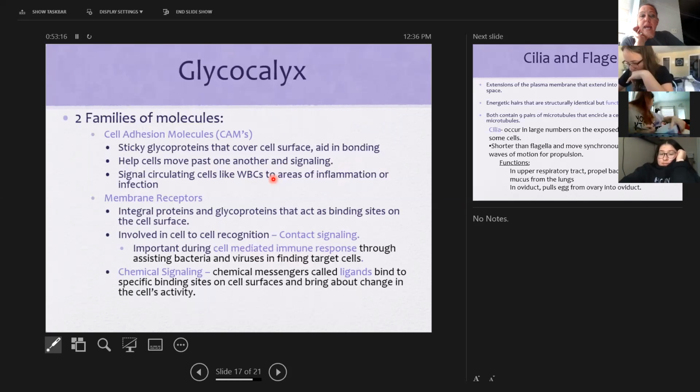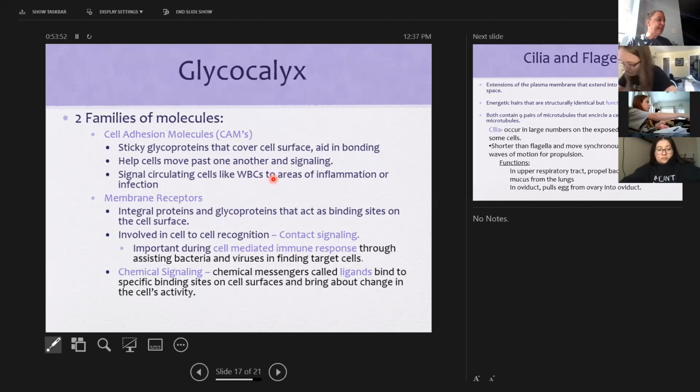So within this glycocalyx, we do have two families. They have two different jobs. So we have what's called the cell adhesion molecule. Basically, the coating is sticky. So I have two little cells that are using the same tightrope, and they're moving towards each other. How do they continue on their way? They get sticky and they are able to roll over each other and then go on their merry ways.